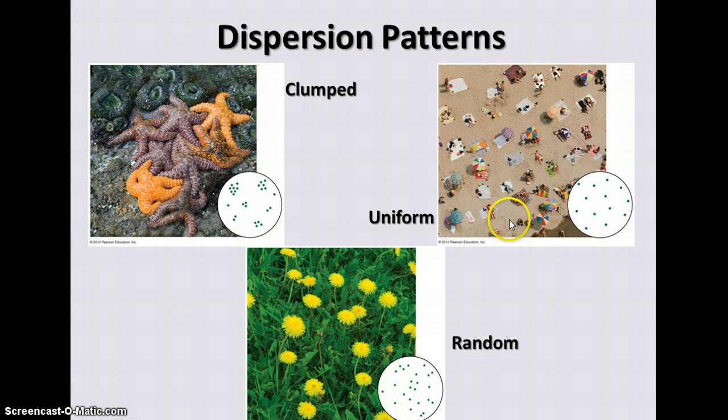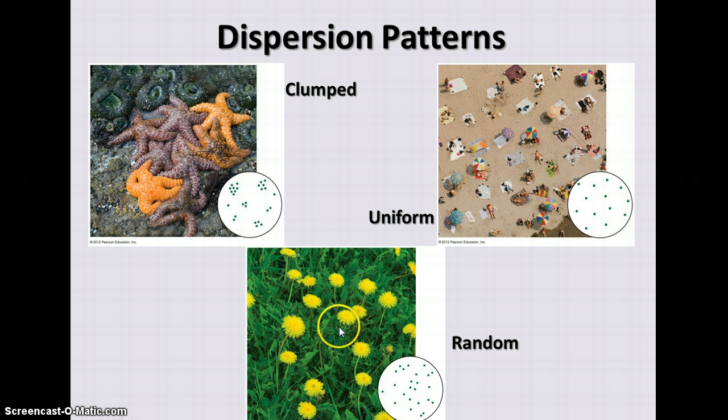A uniform distribution, this is an aerial view of people at a beach, and if you go to the beach and there are a lot of people there, oftentimes they're going to be pretty evenly spaced from each other. Some of them might be a little bit closer than others, but they're fairly evenly spaced from each other.